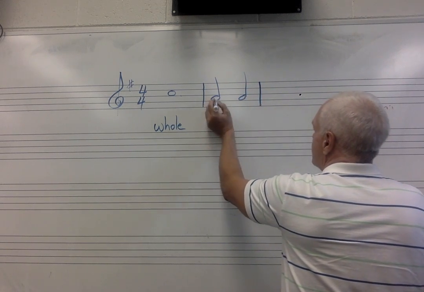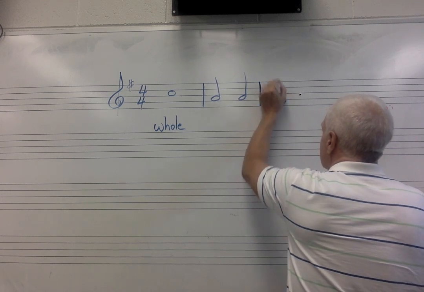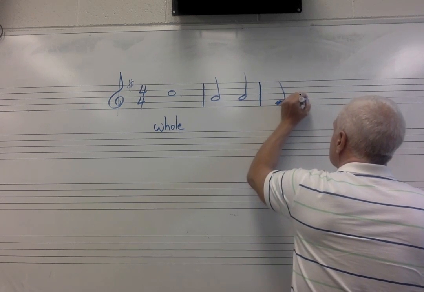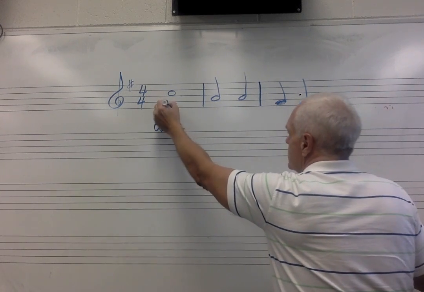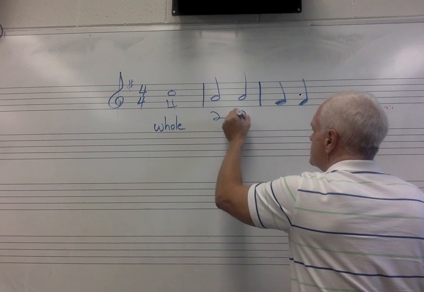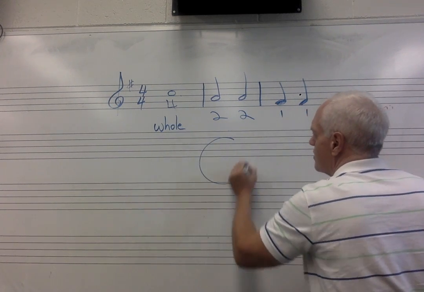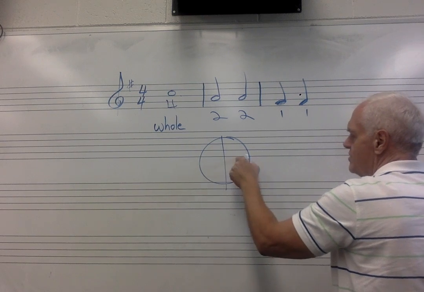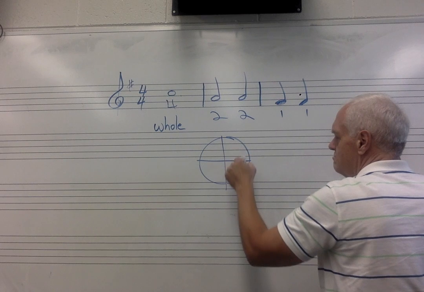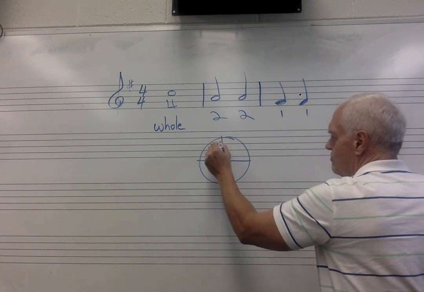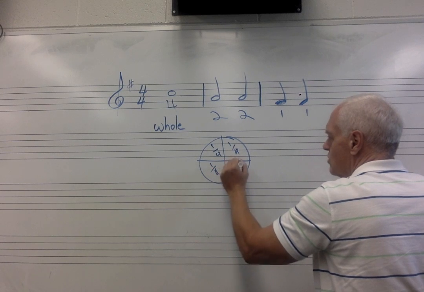If you want to divide this into half, again, each half note is equal to 2 quarter notes, because this gets 4 beats, this gets 2, and this gets 2. This gets 1 and 1. So if we go with our pizza pie, you halve it, and then you quarter it. You divide it into 4. 1/4, 1/4, 1/4, 1/4.